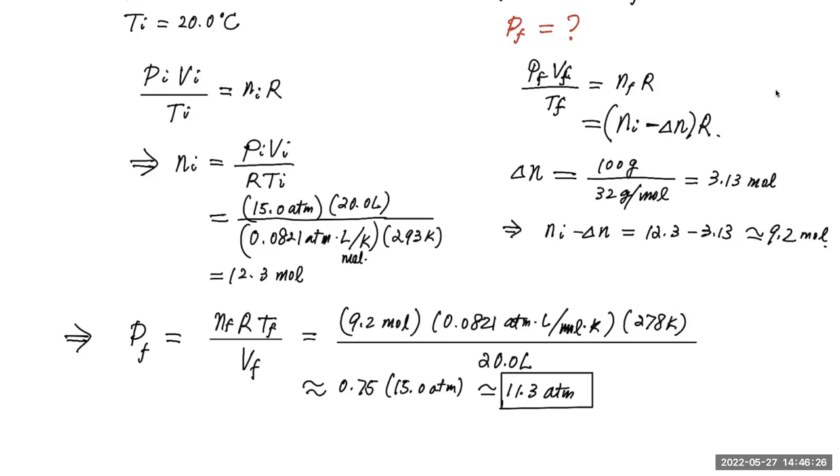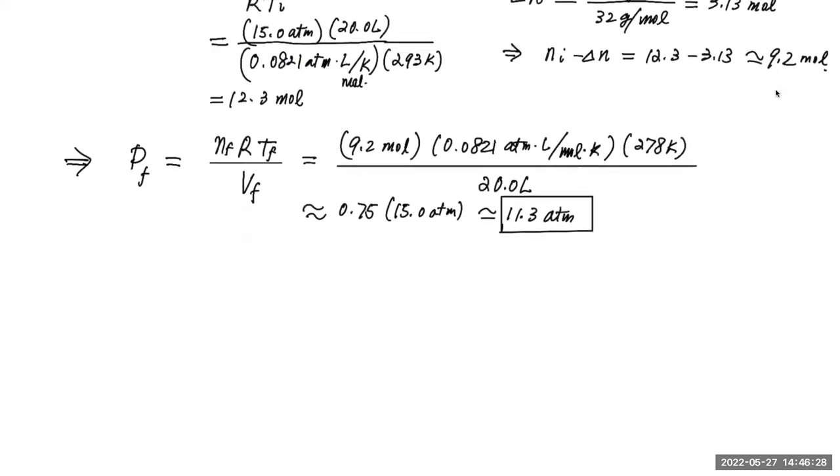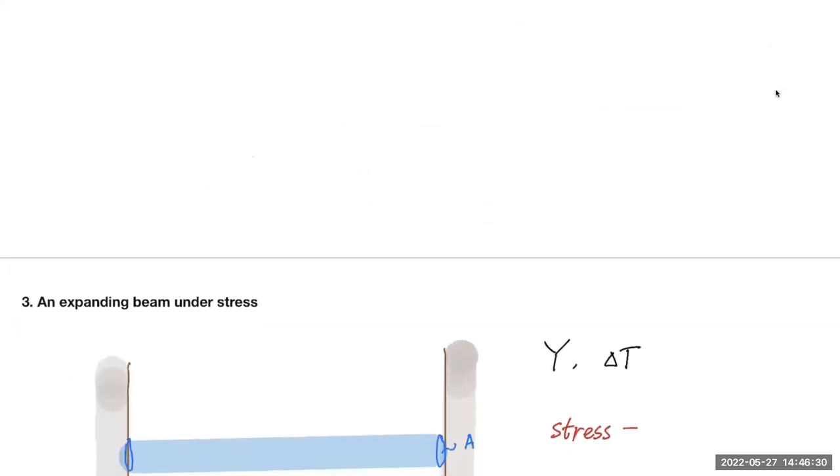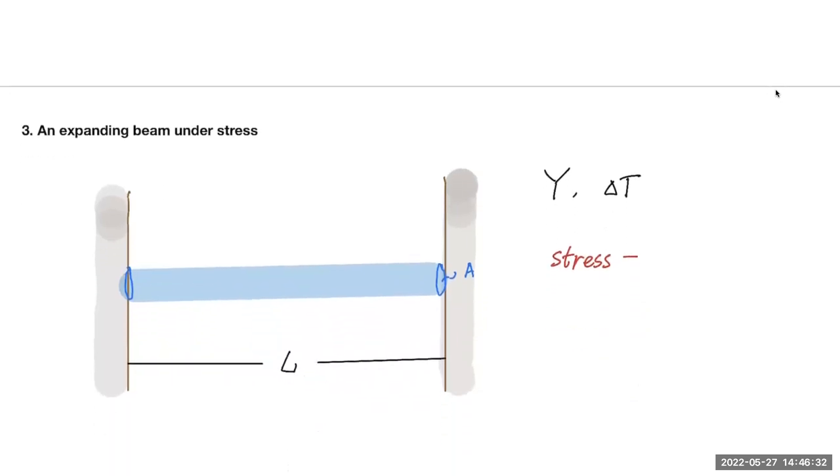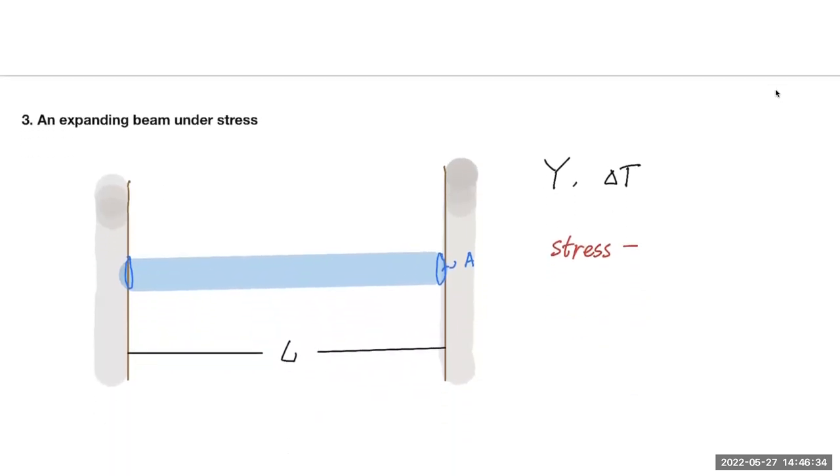Now the last sample problem involves thermal expansion. It's actually a combination of thermal expansion and compression, or Young's modulus. You remember Young's modulus? We learned it in Physics 8A, right? When you stretch or compress a material linearly, you're going to get a change in its linear size, right? Stress versus strain, right?